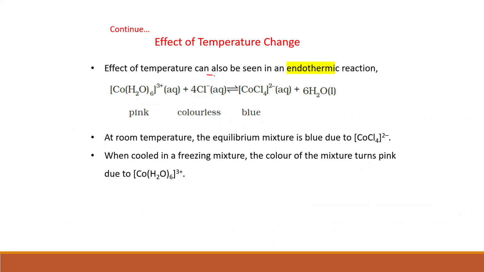The effect of temperature can also be seen in an endothermic reaction. This is [Co(H2O)6]3+, a compound of cobalt which is pink in color. And this is Cl-, chloride ion. It may be HCl or NaCl, which is colorless. When we mix these two, the complex [CoCl4]2- is formed, which is blue in color. And this reaction is endothermic.